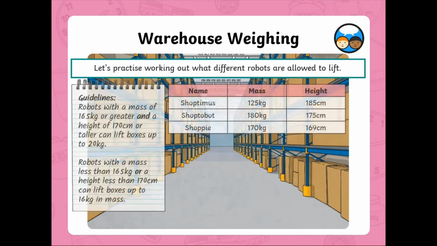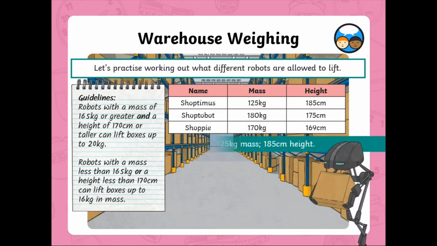So let's have a little look at that one then. Okay, so the guidelines here. Robots that are heavier, a mass greater than 165 kilograms, and are taller, a height more than 170 centimeters, can lift up to 20 kilograms. And robots with a mass less than 165 kilograms or a height less than 170 centimeters can only lift boxes up to 16 kilograms. So here we go.